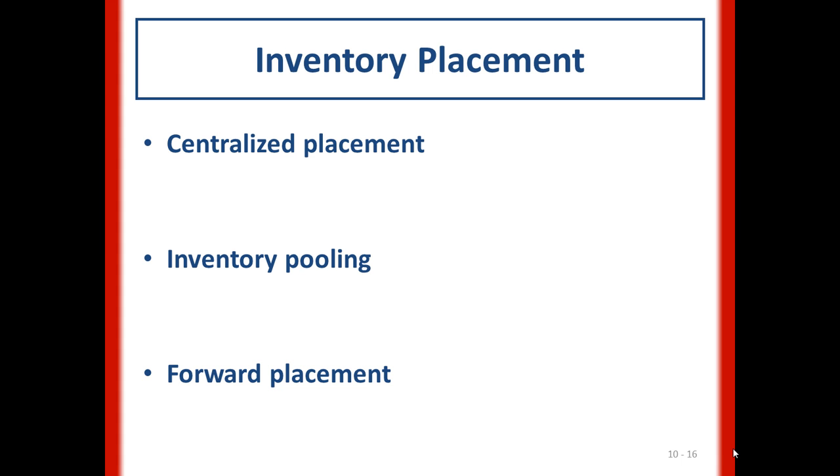Inventory placement is how a firm locates its inventory of finished goods. Firms may have three ways to locate inventory. First, use the centralized placement mode. Centralized placement mode keeps all inventory of a product at a single location, such as a firm's manufacturing plant or a warehouse, and ships directly to each of its customers.